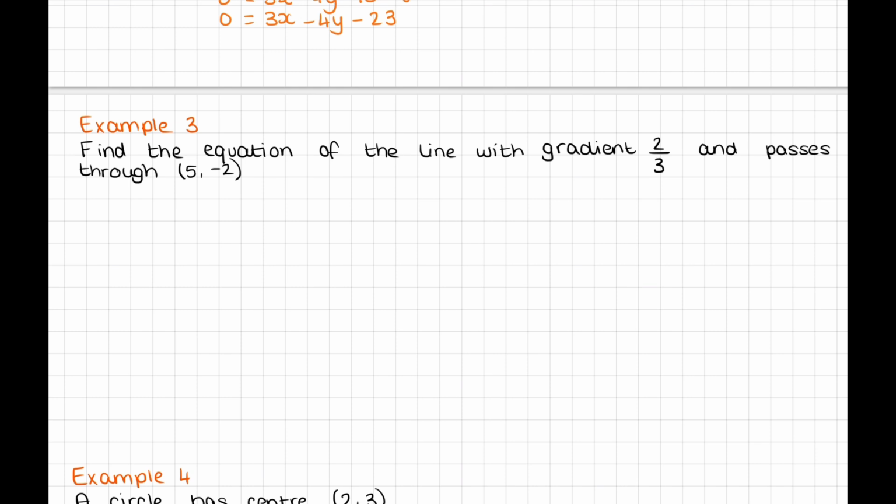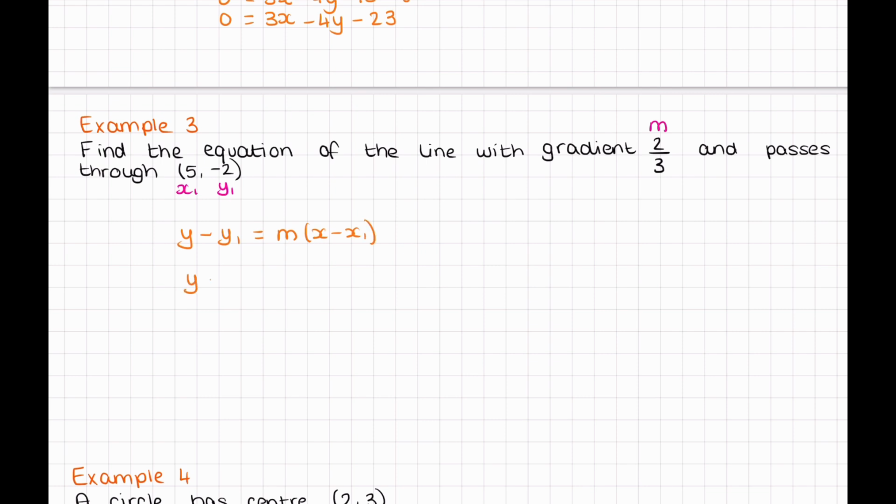In this question, it doesn't tell us how to give our answer. It just says find the equation. So any of the three forms is valid. So here I have a gradient and I have a point. So I'm just going to use the point gradient form, y minus y1 equals m bracket x minus x1.